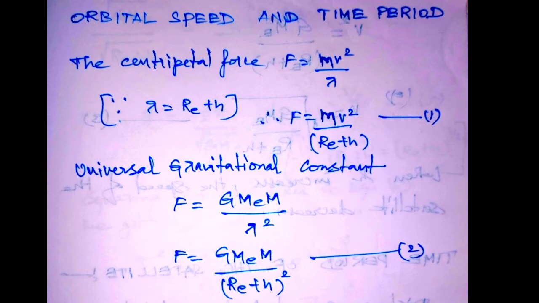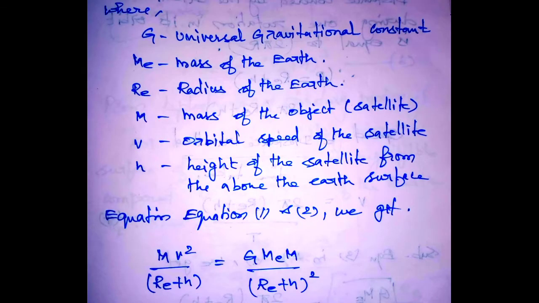Also, when we compare any two masses, we use the universal gravitational constant. Therefore F is equal to G ME m divided by r square. Also substituting for r here, we get F equal to G ME m divided by (RE plus h) the whole square. This is equation number 2.